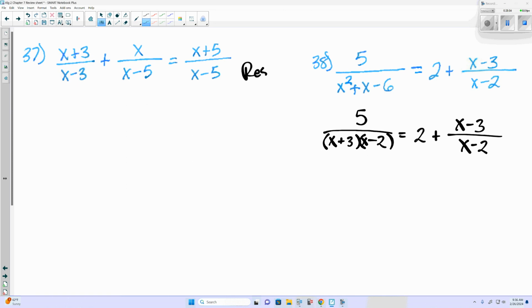Restrictions. So x plus 3 cannot be 0, and x minus 2 cannot be 0, because if either one of these is 0, we get the division of 0. Doesn't work. So we set them equal to 0 and solve. So if x is negative 3 or positive 2, those solutions do not work.